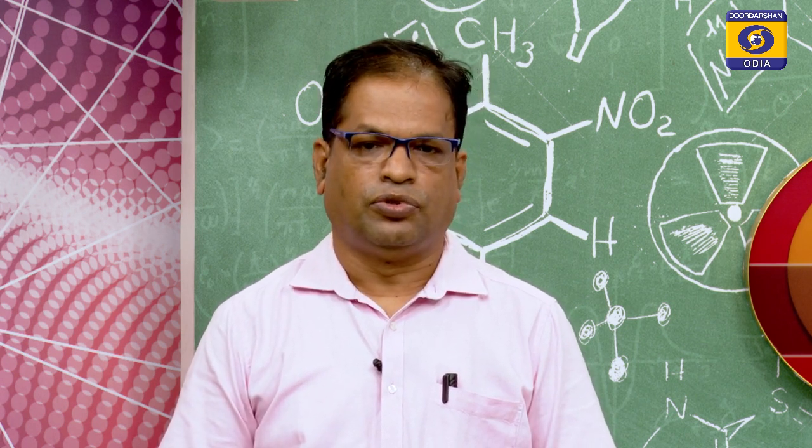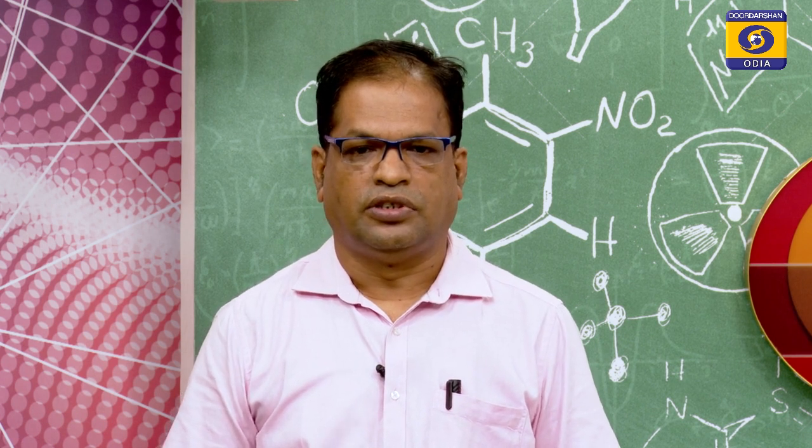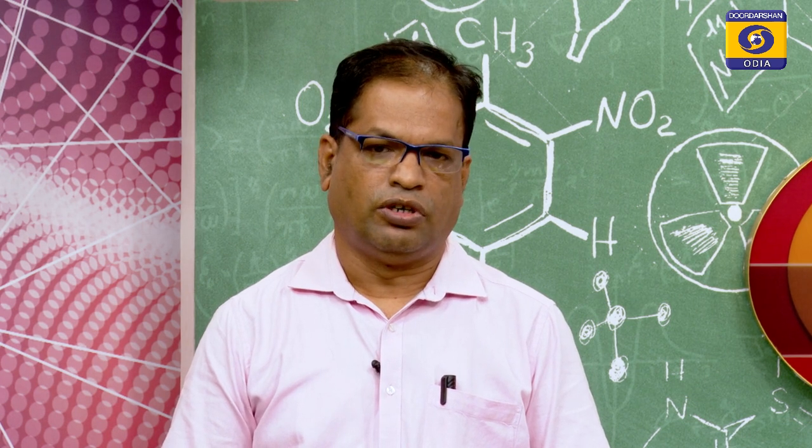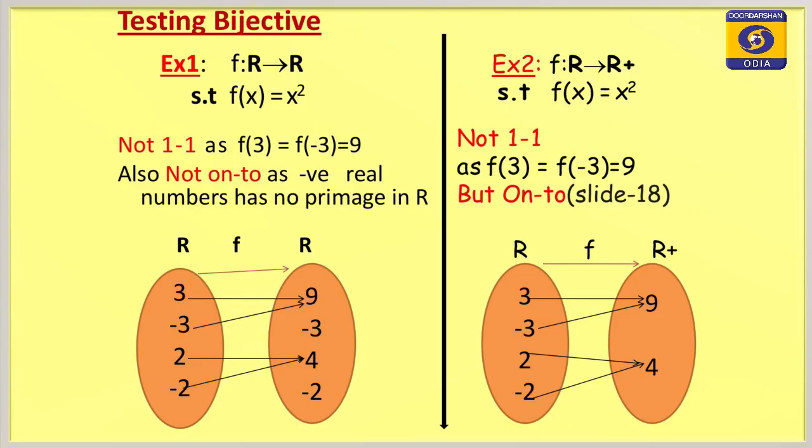We had taken 4 examples, similar examples. Why are they similar? The functional formula remains the same, only the domain and codomain change. Example 1 and example 2 we have already discussed. f is a function from real numbers to real numbers such that f(x) is equal to x square, and that is not 1-1 because 3 and minus 3 square is 9. So, this is not 1-1, and it is also not onto because negative real numbers do not have any pre-image in R.